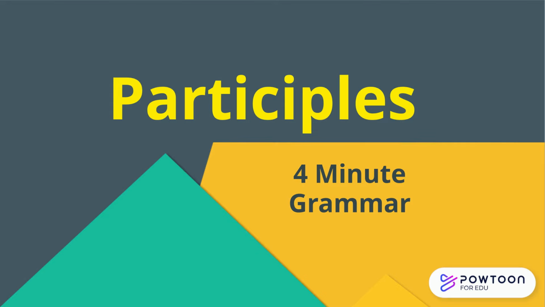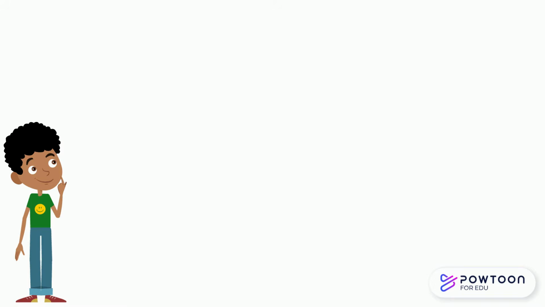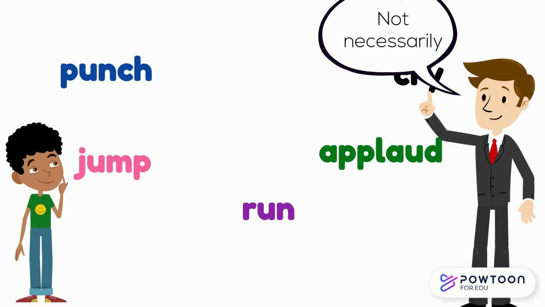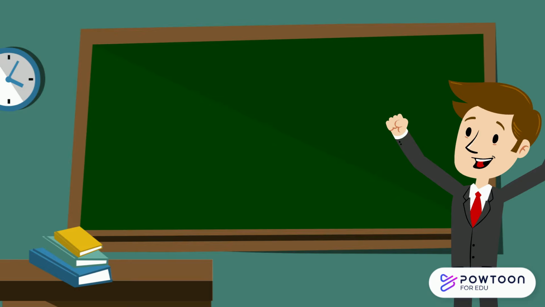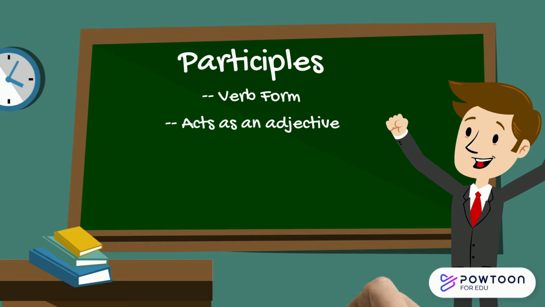Participles, 4-minute grammar. What do you think of when you hear verb? You probably think of words such as punch, run, or cry. But these words can actually be numerous parts of speech depending on their form. That's where a participle comes into play. A participle is a verb form acting as an adjective, so it describes a noun.